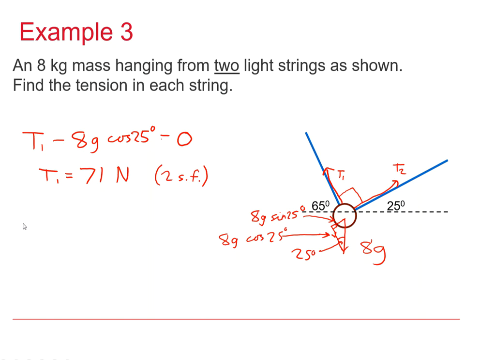Right, so then if we look at T2, again let's say that that's the positive direction, so we have T2 acting that way, and then we've got minus 8g sine 25, and overall that must equal 0. So rearranging that, we find that T2 equals 33 newtons, and again that is correct to two significant figures.